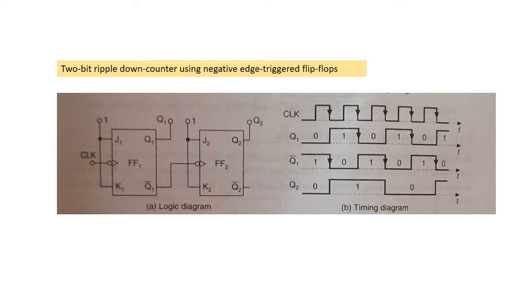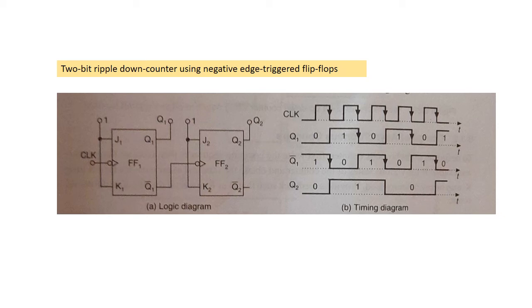At the negative going edge of the fourth clock pulse, f of 1 toggles. So, Q1 goes from a 1 to a 0 and Q1 bar from a 0 to a 1. This positive going signal at Q1 bar does not affect f of 2 and Q2 remains at a 0. Hence, the state of the counter after the fourth clock pulse will be 0 0.